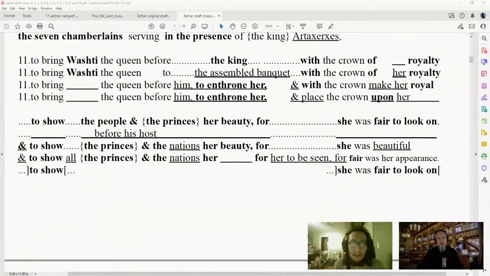Earlier in verse 11, it says in the Masoretic, the queen before the king, whereas the Septuagint and the Old Latin say before him to enthrone her. So the Masoretic is interpreting the word as a noun, whereas the same basic word is being interpreted as a verb in these other two versions. Because the word for king can also mean rule or to make ruler.